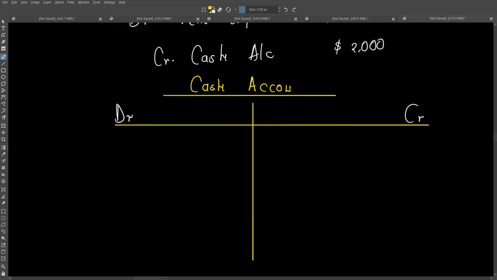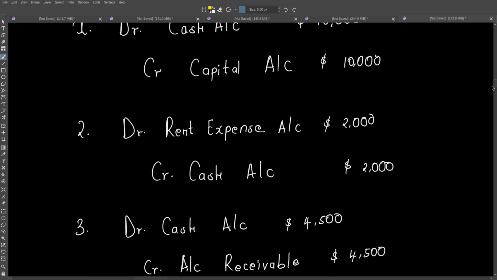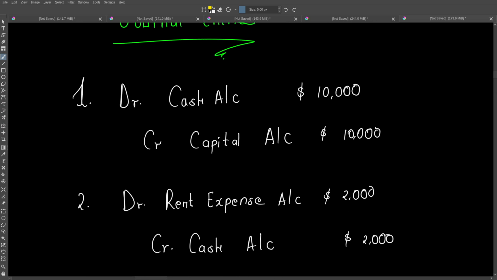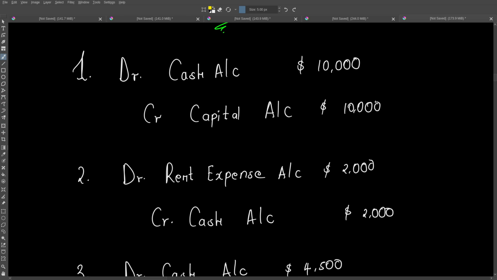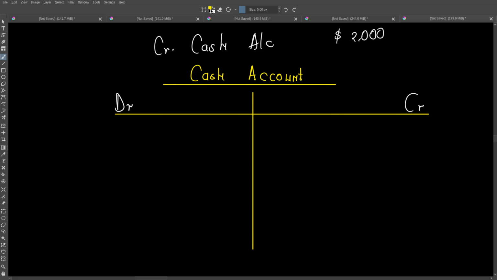So let us look at how we record this. How does the T account for this month, for example, look like? We started with a debit of cash account, an amount of 10,000. Okay, this was capital that was received. So you're going to see a representation of, let's say, here you write capital.